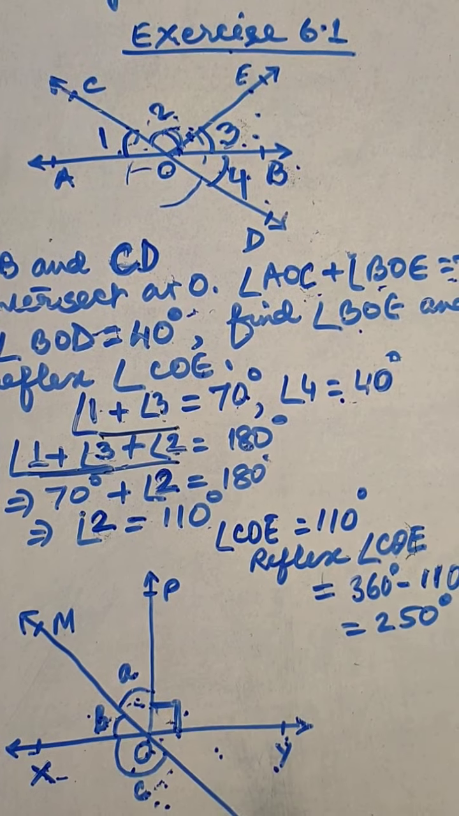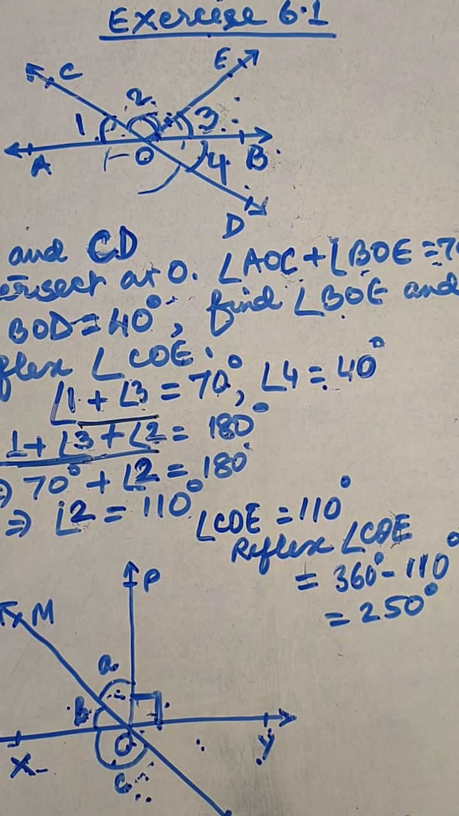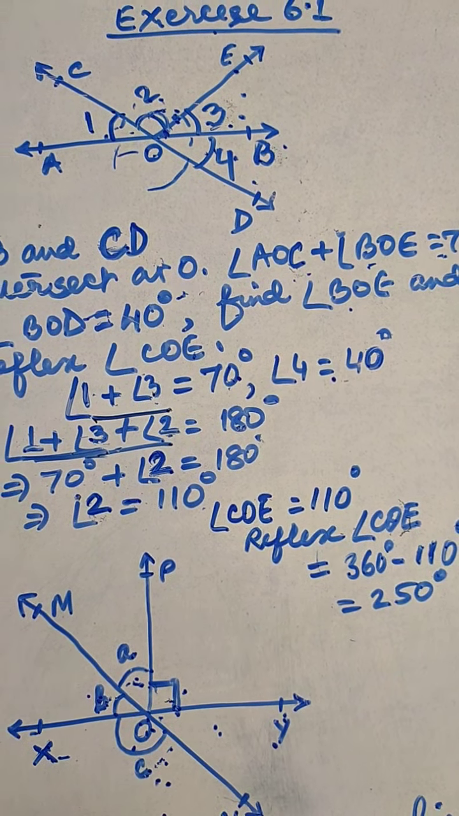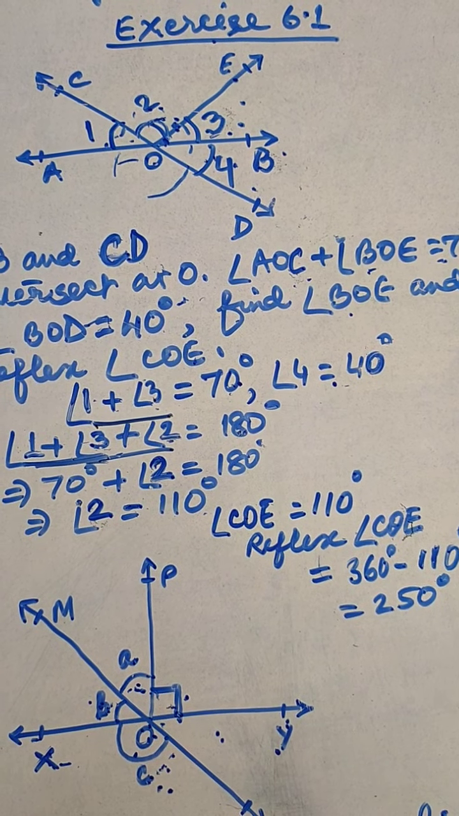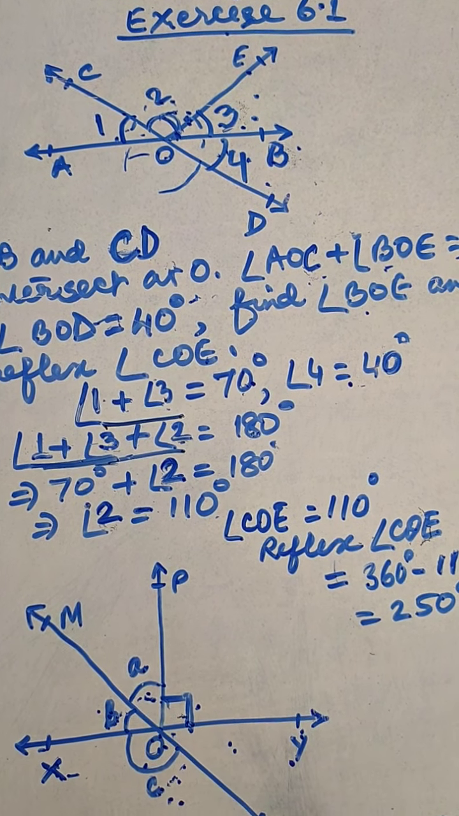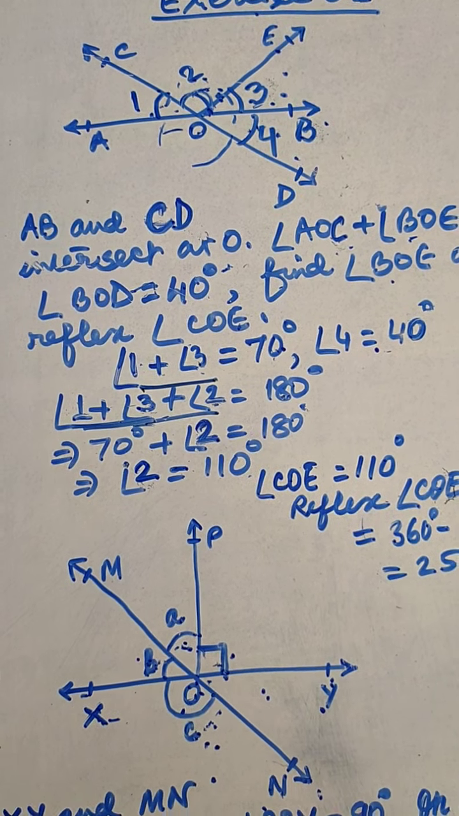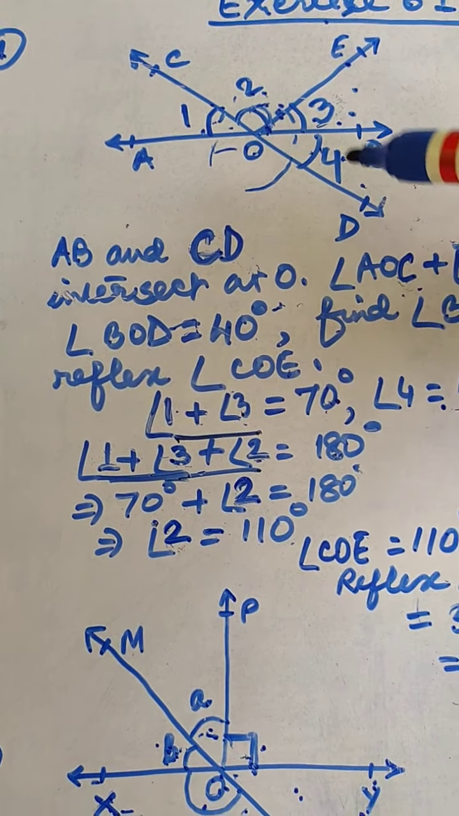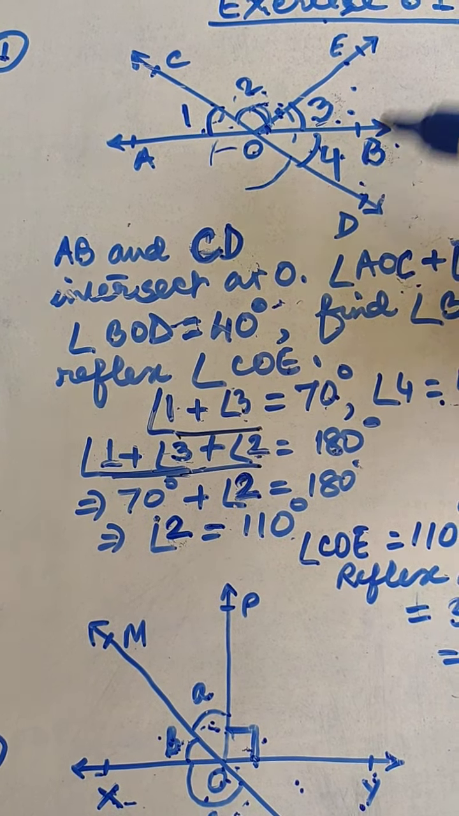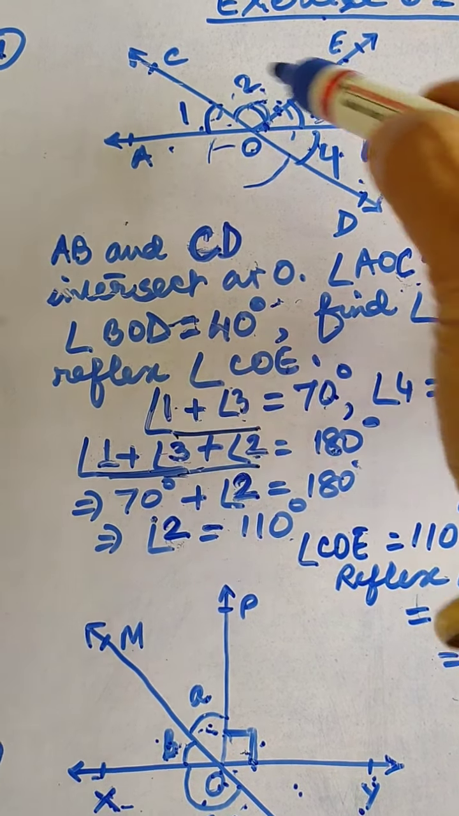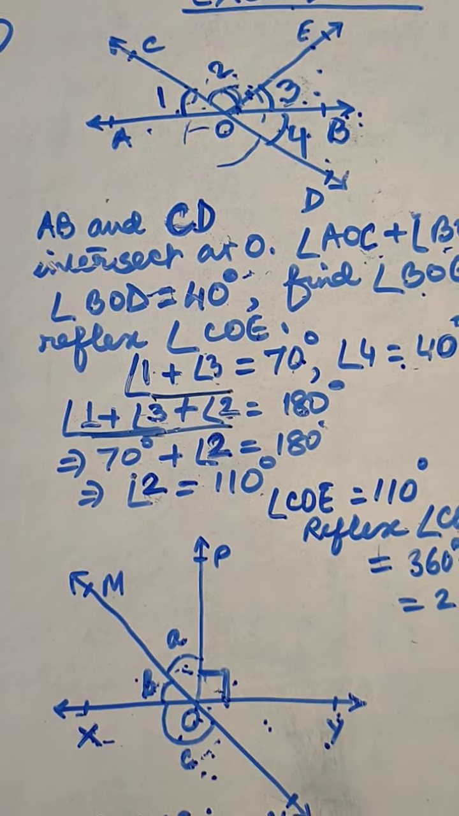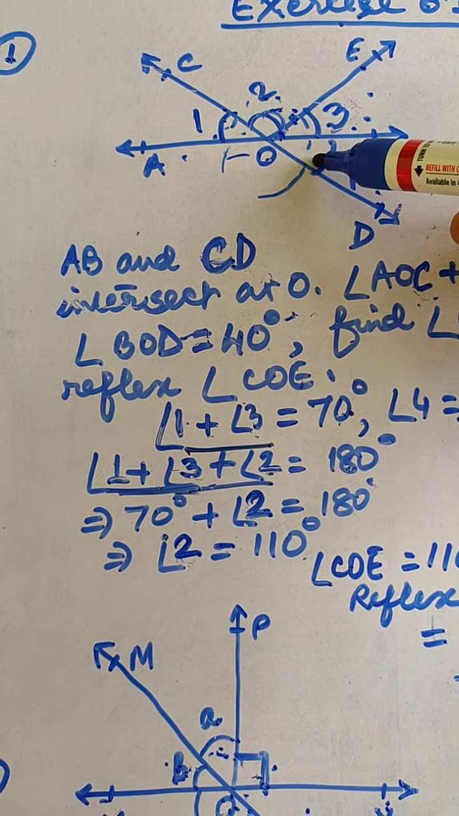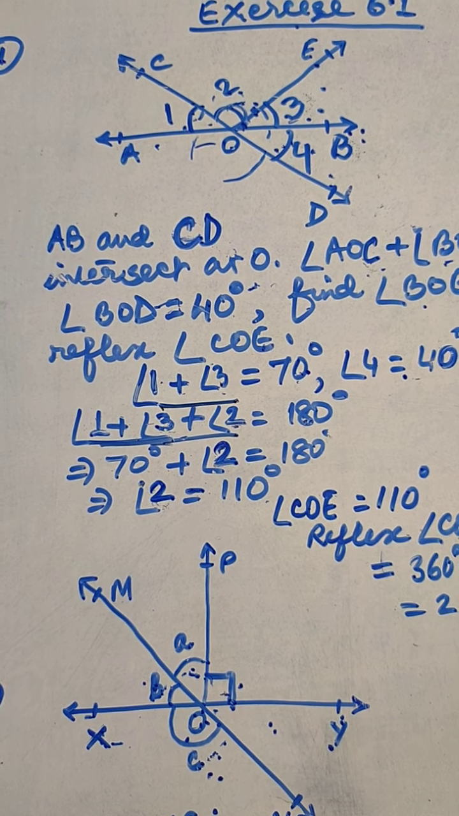So how can we find the reflex angle? If an angle is less than 180 degrees, then the reflex angle can be found by subtracting that angle from 360 degrees. As we know, the angle around a point is 360 degrees. So here let's see the proof now. First let us consider CD as a line. Then AB is another line. So CD and AB are intersecting each other. So we can say that angle 1 and angle 4 are vertically opposite angles.